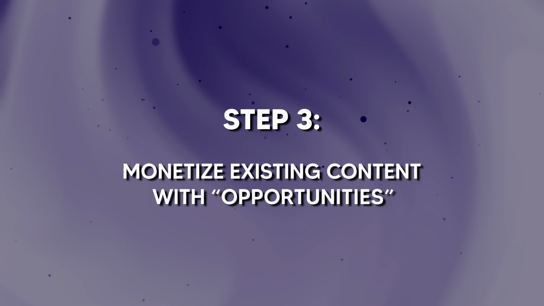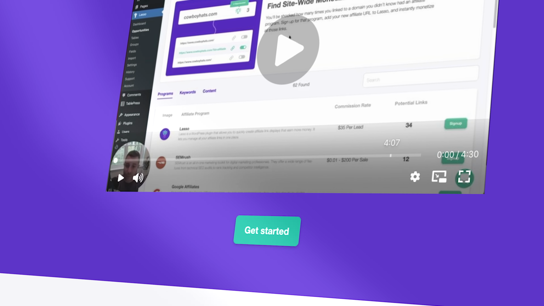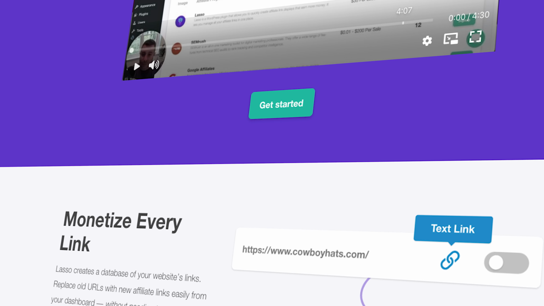Step 3, monetize existing content with opportunities. So one of Lasso's standout features is its opportunities tab, which helps you uncover unmonetized links and keywords across your site. Think of it as a treasure map to hidden revenue opportunities.